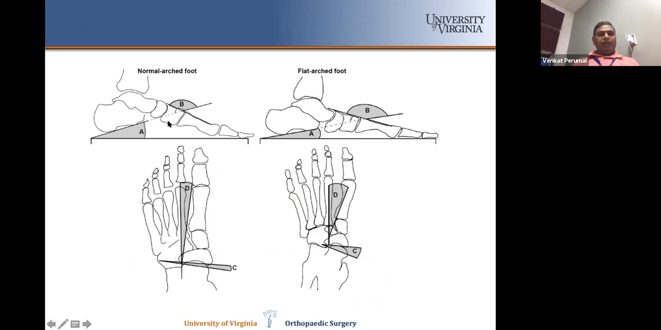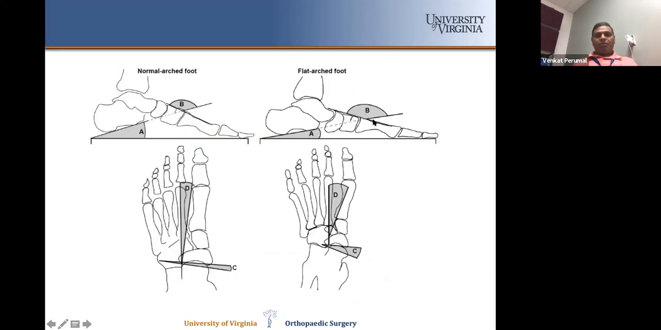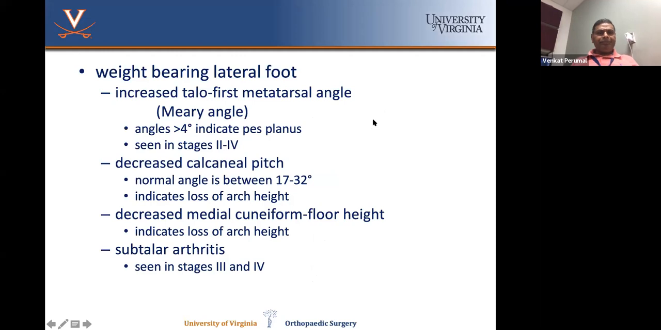So if you see this X-ray, this is the normal foot. This is the flat foot. The calcaneal pitch is lost, meaning that the angle A is completely lost. And what happens is, if you draw a line along the long axis of the talus to the long axis of the first metatarsal, it's pretty much straight, parallel, or one line. But here, it forms an angle. I'll show you in the next X-ray.